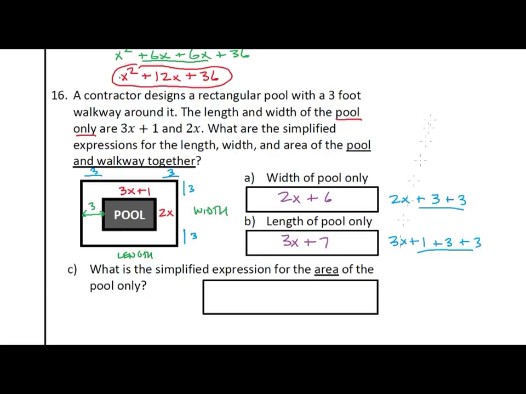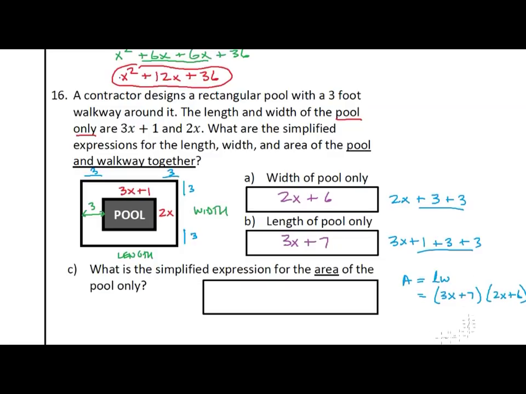And now it says, what's the simplified expression for the area of the pool and walkway together? Well, we know that area is going to be equal to length times width, or width times length. You can flip those around. That means we're going to take our two numbers and multiply those together. So we're going to have 3x plus 7 times 2x plus 6. And now we're going to have to multiply those together.